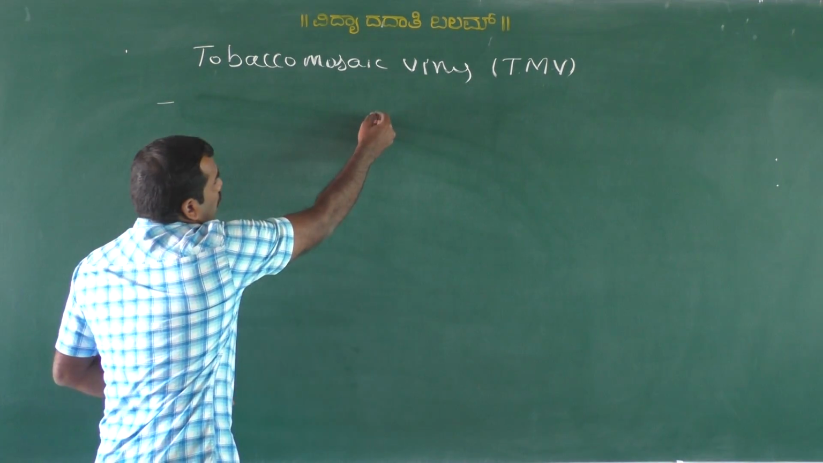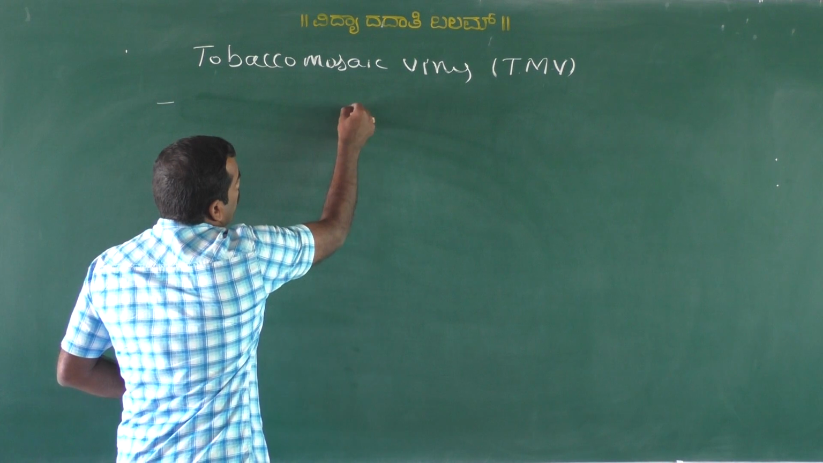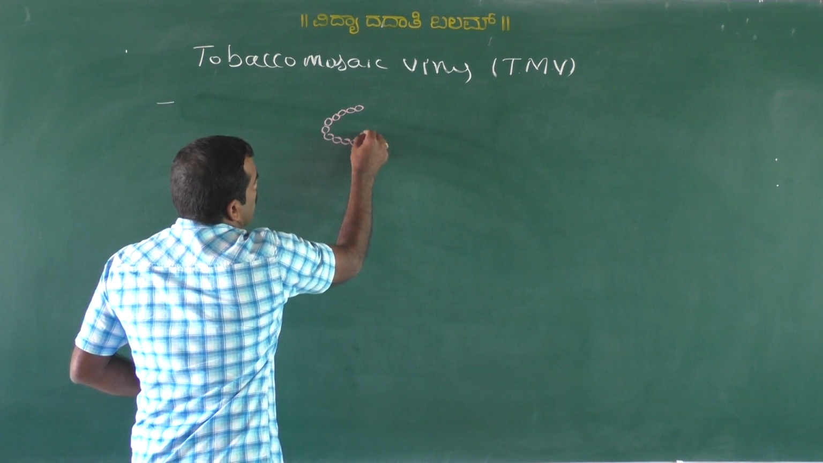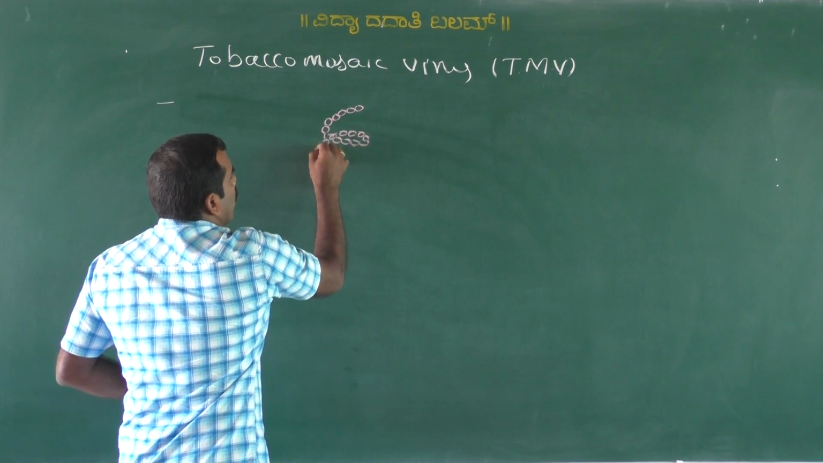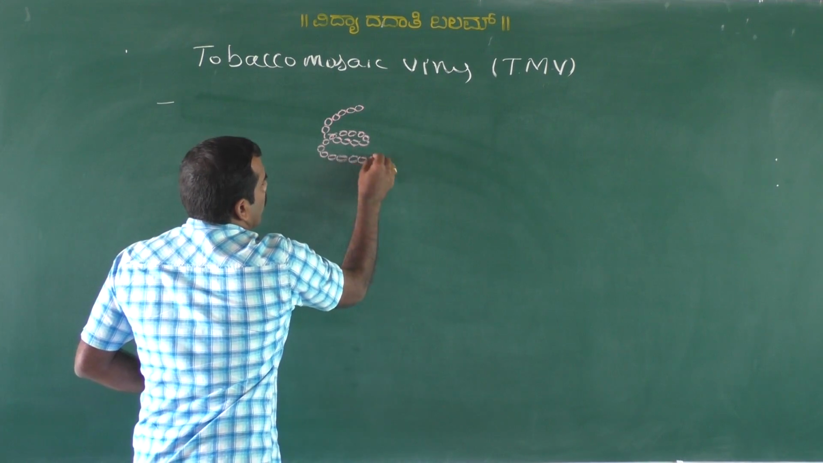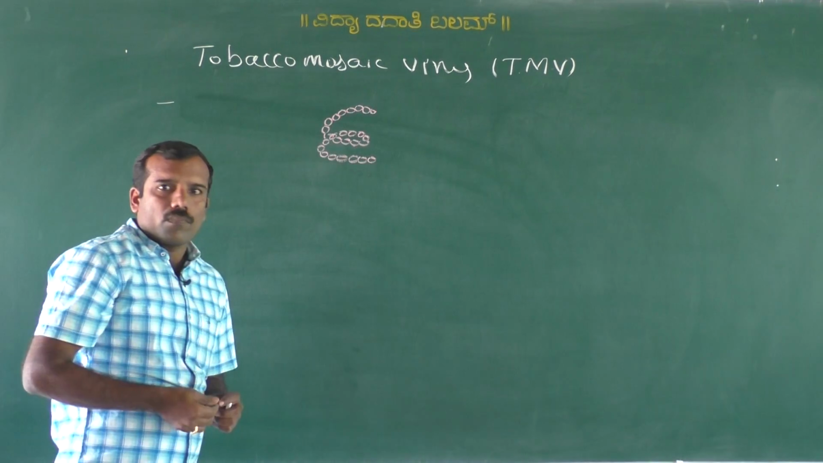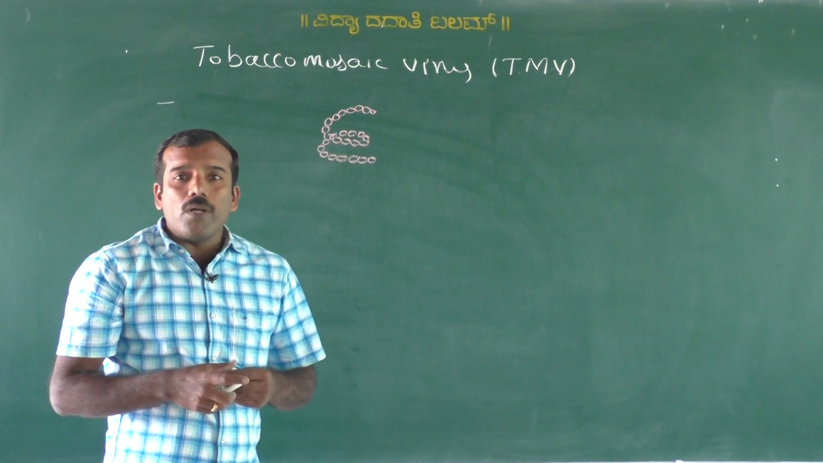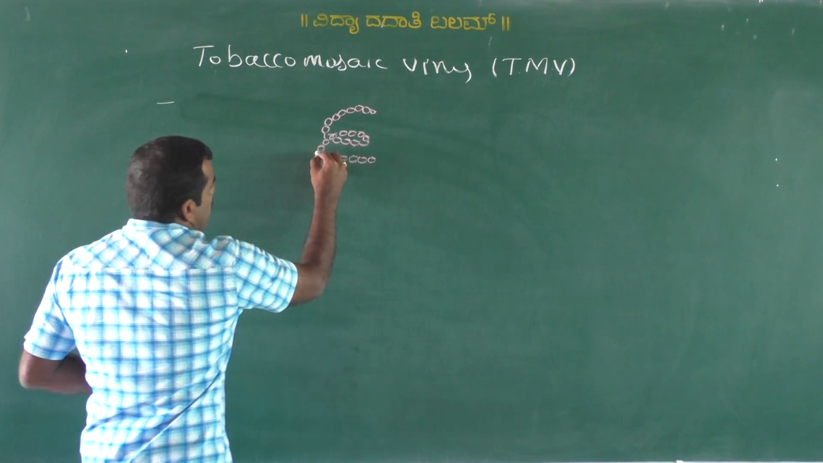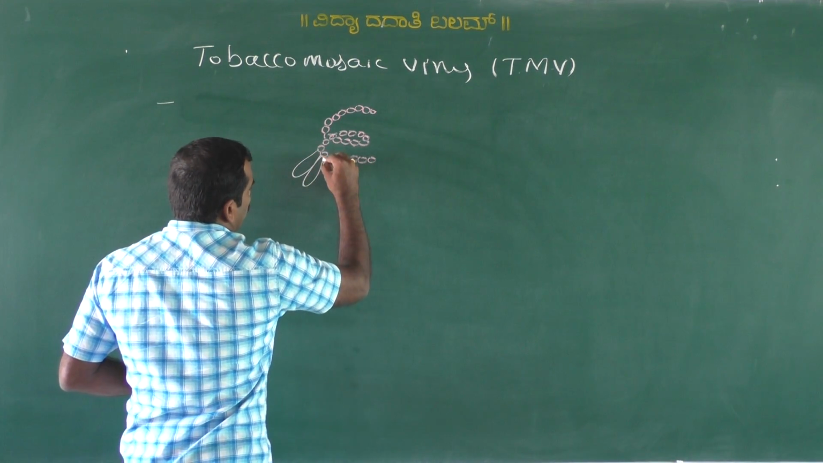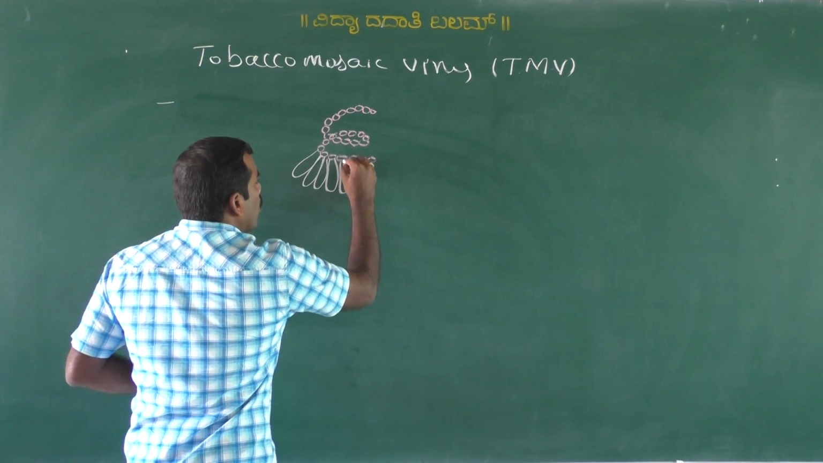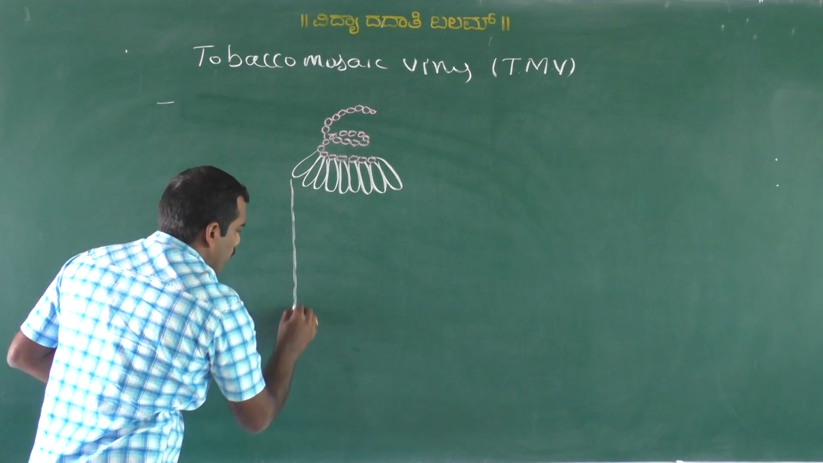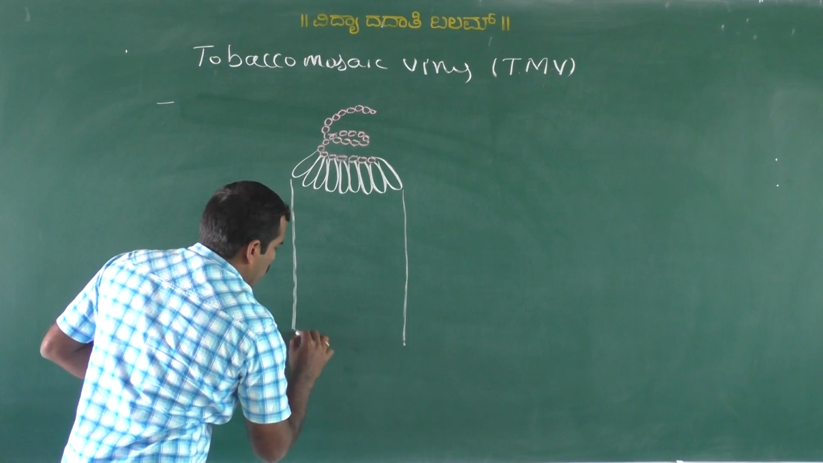The tobacco mosaic virus consists of a genetic material or the nucleic acid, that is RNA. Is it clear? This is RNA. This RNA is covered by protein. The protein coat is called capsid. So this is a capsid. This is a protein coat. This protein coat called capsid consists of a number of subunits called capsomers.